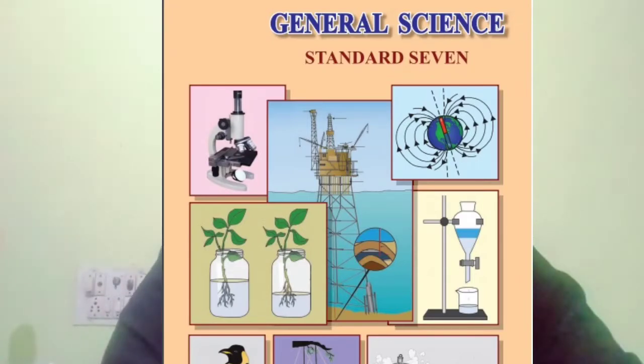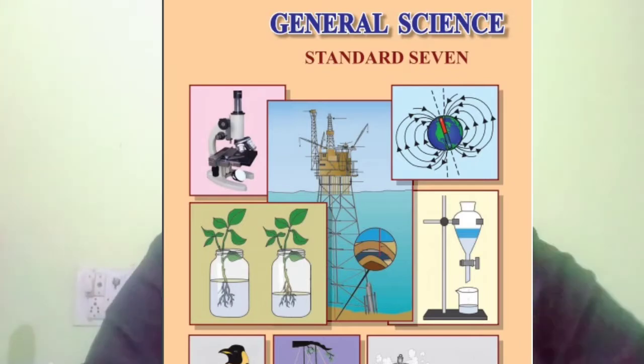Dear students, let's continue our fourth lesson, nutrition in living organisms. Let's study page number 30, role of nutrients and effects of their deficiency on plants. Role means their function. We are going to study the nutrients' functions, and if they are absent, what will be the effects on the plant.